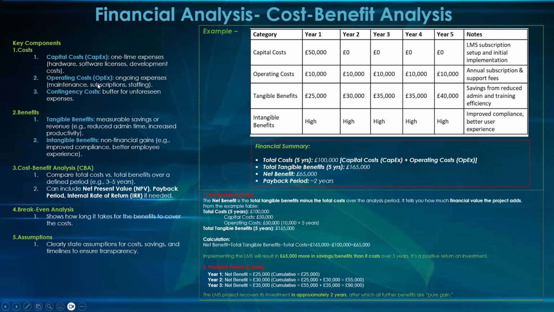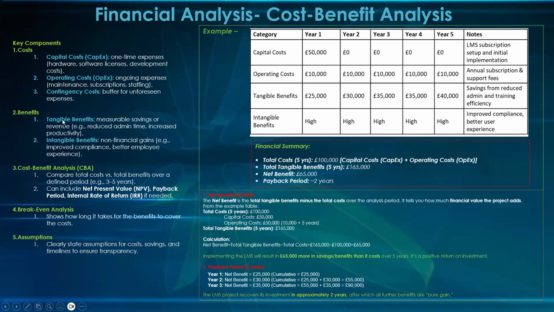Then the next cost is the operational cost. After implementation, you need to continue to manage the website. What's the cost of running the website? That's operational cost. Then also have contingency, unforeseen cost. You also factor that one in if you have it.